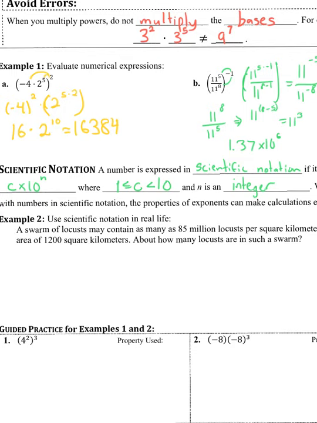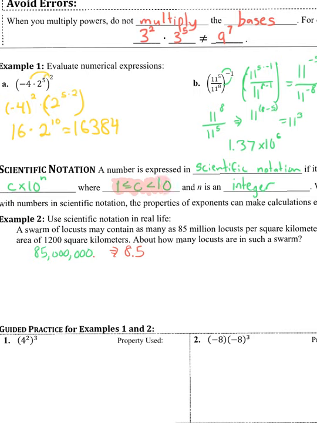So for example, in example 2, we have 85 million locusts, and we want to rewrite that in scientific notation. We have to imagine that there's a decimal right here at the end of 85 million. To rewrite in scientific notation, this has to be 8.5. It's going to be a number between 1 and 10. That's what c is right up here, according to this. So that's what 8.5 represents.